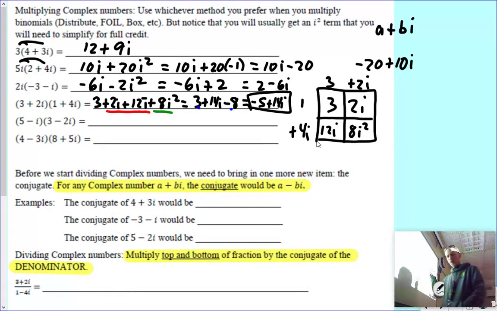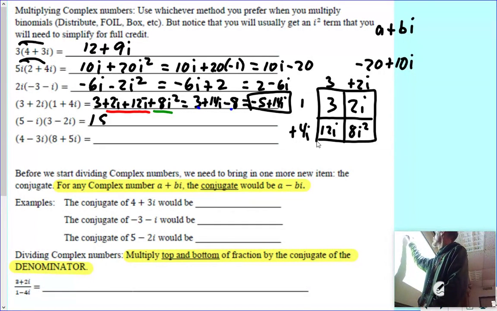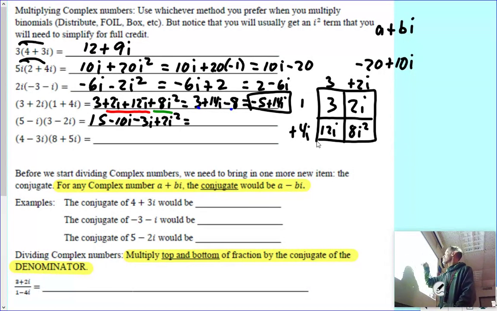Okay, hopefully you got those. So when you do FOIL or box method, either one, what you end up with on this one is 15 minus 10i minus 3i plus 2i squared. And then when you combine like terms, just like on that previous one, that's negative 13i, and this is minus 2. So we're going to end up with 15 minus 2, 13. 13 minus 13i.